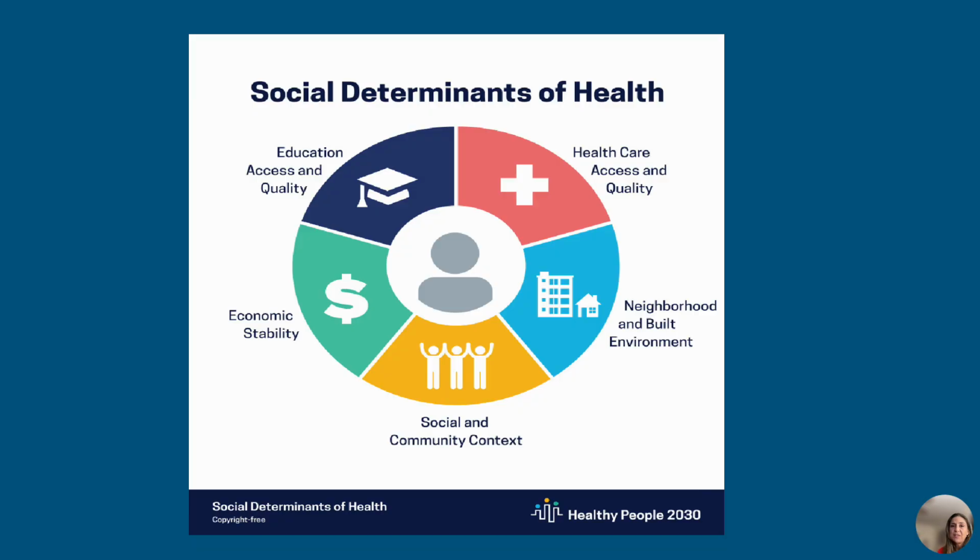Social determinants of health are the conditions in which people are born, grow, work, live, and age, and the wider set of forces and systems that shape the conditions of daily life and influence health outcomes.